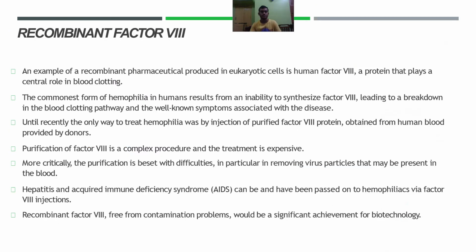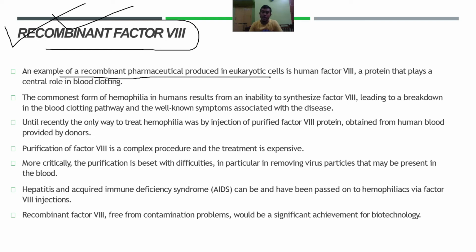So moving on, talking about recombinant factor 8 and how it is very useful. The example of a recombinant pharmaceutical produced in eukaryotic cells is human factor 8, a protein that plays a central role in blood clotting. Many individuals lack this particular factor, which results in problems with blood clotting. So the production of recombinant factor 8 is very important.